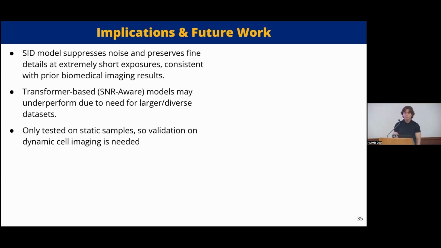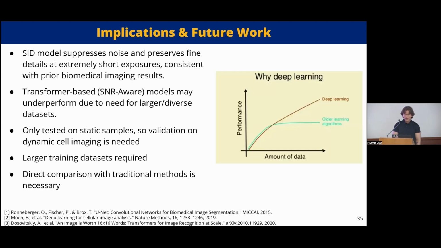Another limitation is that we only tested on static samples. So if we want to see how these models perform on dynamic samples and if they are able to remove motion blur, we will have to acquire a new cell dataset. Additionally, we wish to perform a direct comparison between these two deep learning models and the traditional methods that we mentioned earlier in order to ensure that they provide better results.